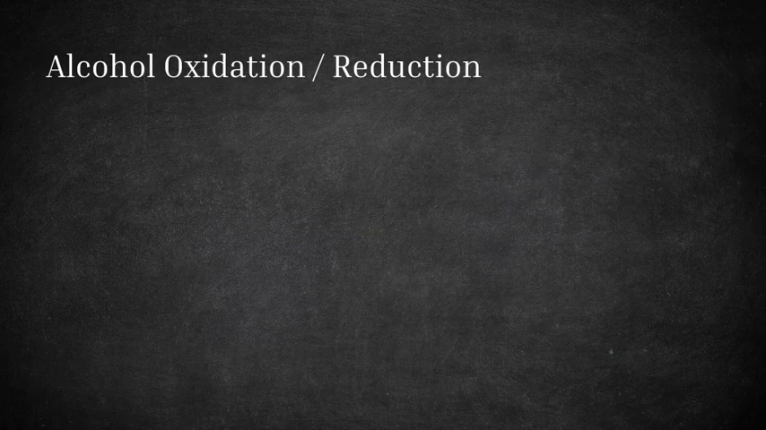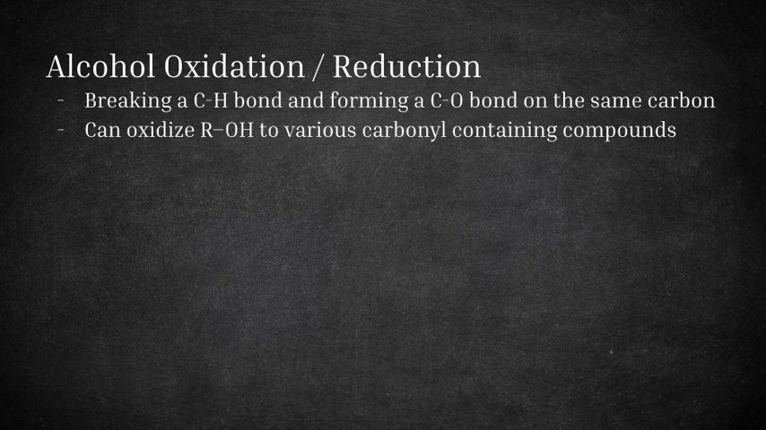Now that we've covered how to synthesize methyl, primary, and secondary alcohols from alkyl halides, let's move on to explore the oxidation and reduction reactions of alcohols. In organic chemistry, the oxidation of alcohols involves breaking a carbon-hydrogen bond and forming a carbon-oxygen bond on the same carbon atom. This process increases the oxidation state of the carbon, converting alcohols into various carbonyl-containing compounds, depending on the type of alcohol and the strength of the oxidizing agent used.